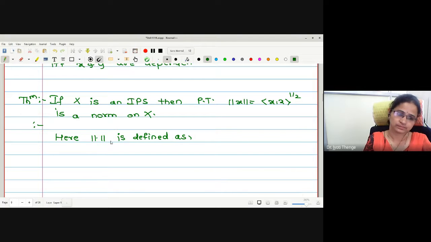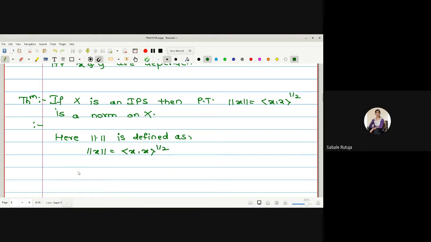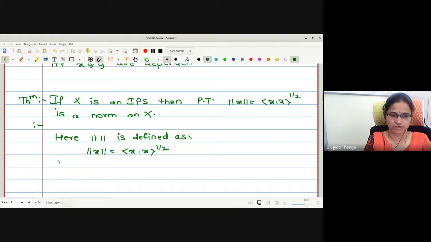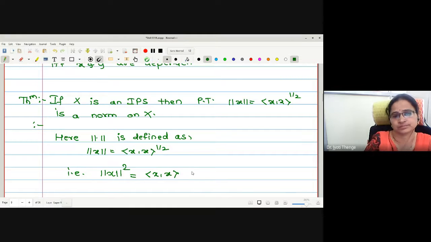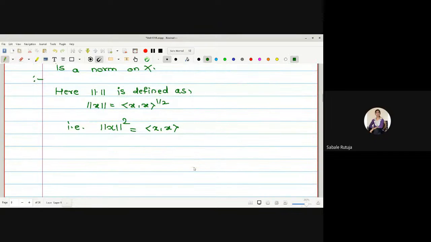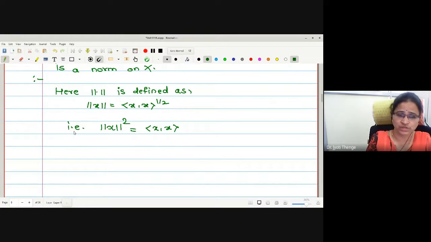Yes? Norm defined should satisfy the four conditions. Here, instead of taking norm x as inner product xx raised to half, may I say it will be equivalent for me to write norm square x is inner product xx? Is that okay? Yes. Now we will show it satisfies the four conditions.